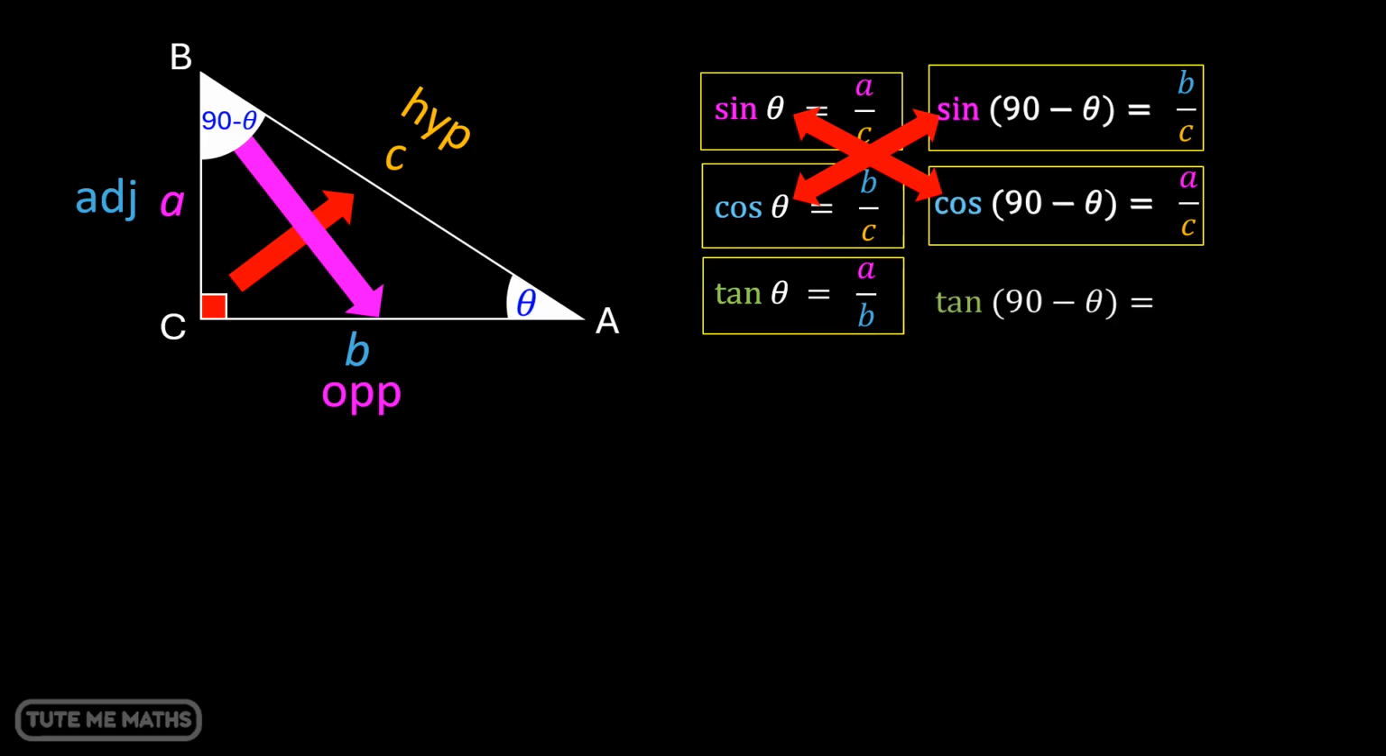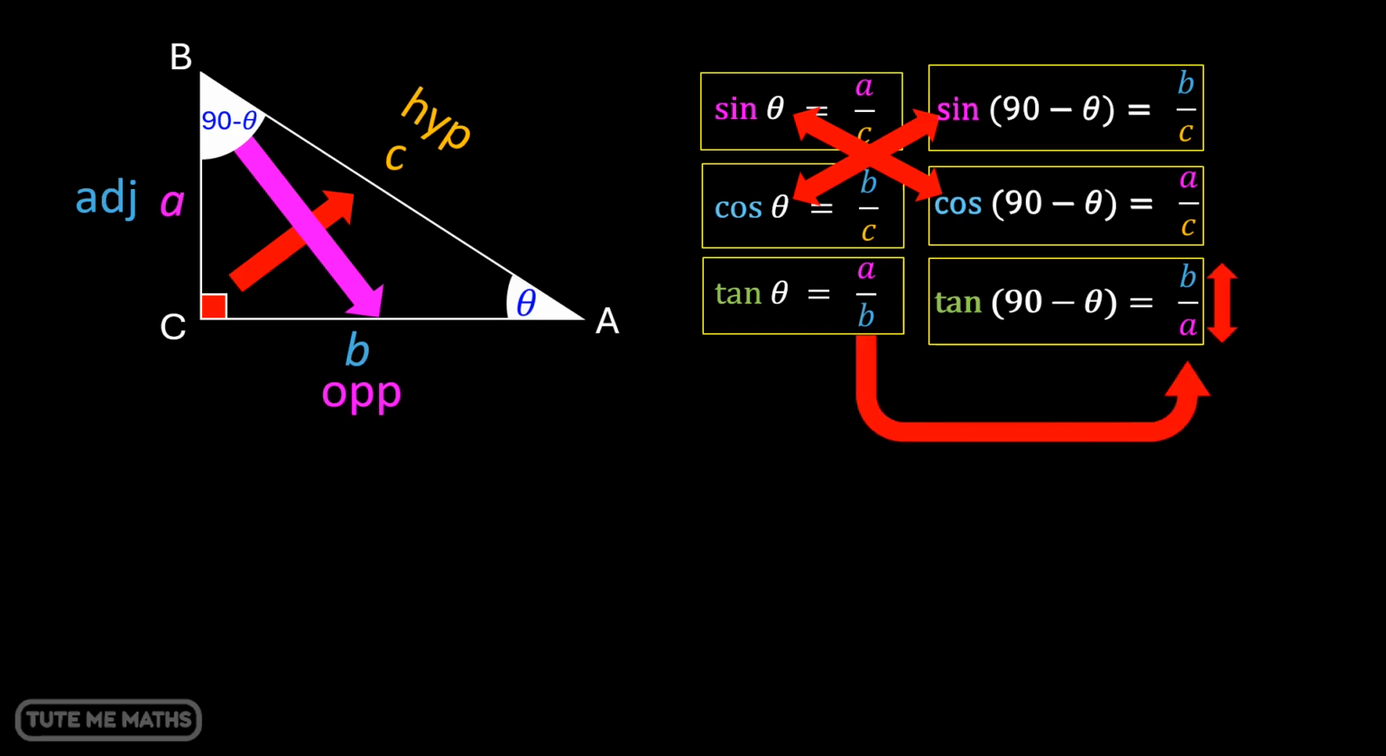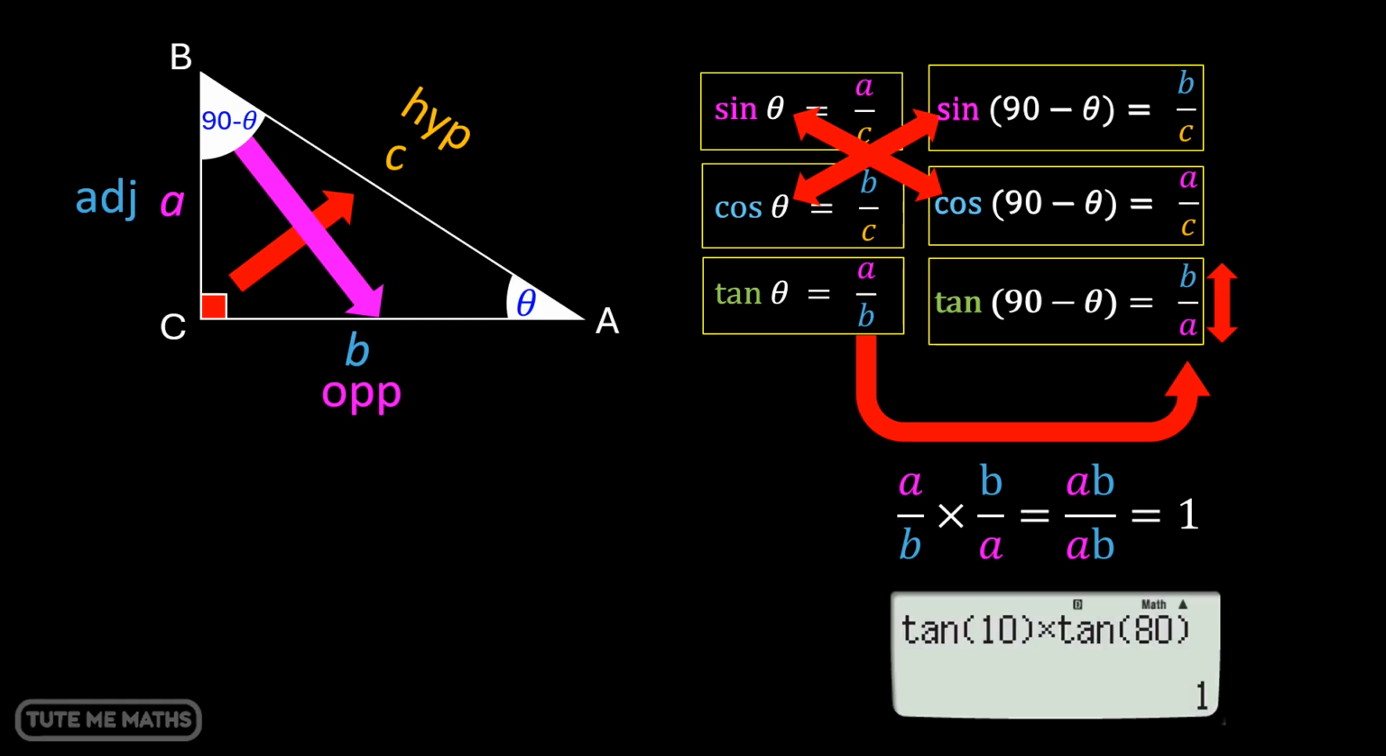What about the tan ratio for 90 minus theta? We find that the tan of 90 minus theta is b over a, which is actually the reciprocal of tan theta. If you multiply them together, you will get 1. Testing this on the calculator, we see that tan 10 multiplied by tan 80 is indeed equal to 1. And this will happen with any pair of complementary angles. Tan 40 times tan 50, for example, equals 1.